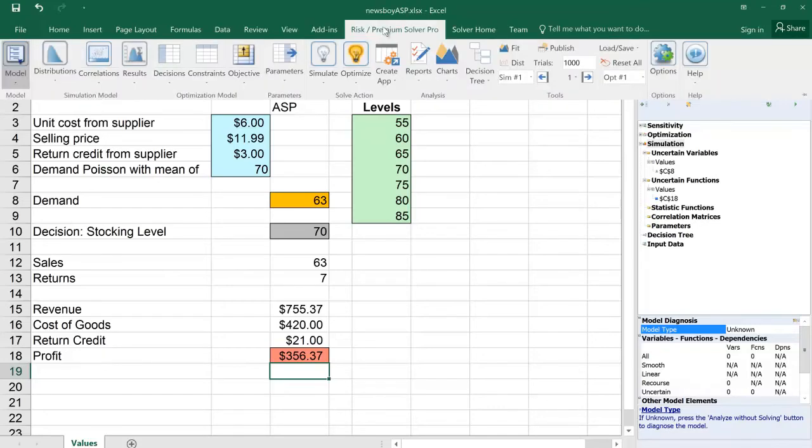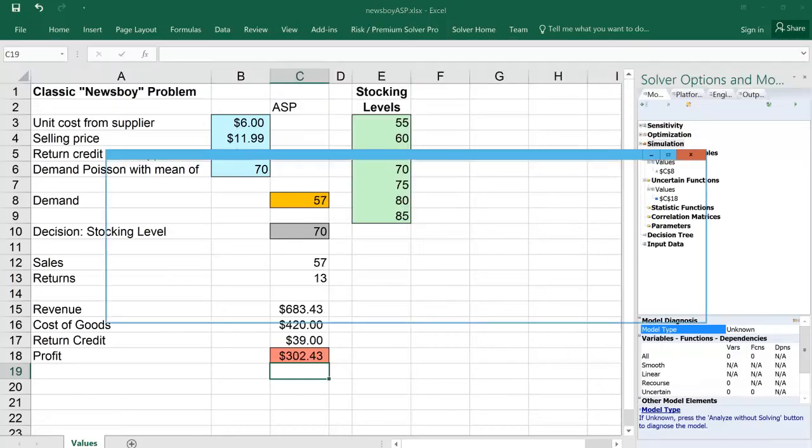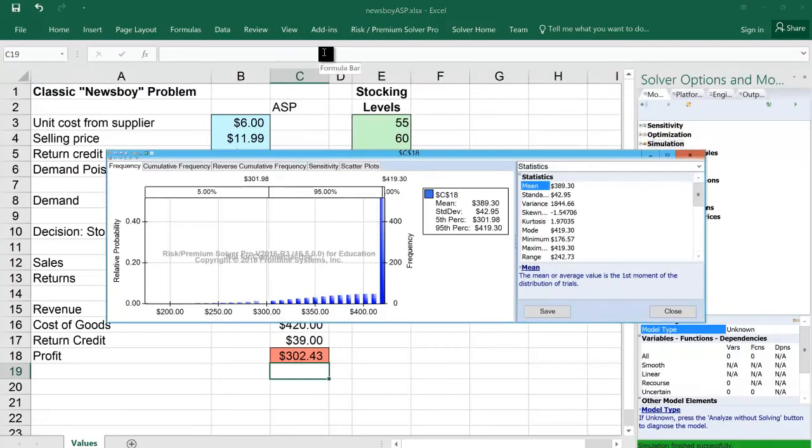I like coming to Resolver and just hitting the simulate icon. And when I do that, I get the results. What I see here is the distribution of profit, and I can see that it's very skewed to the left. It has a maximum at 419.3. If I look here at the statistics, I have that information there.